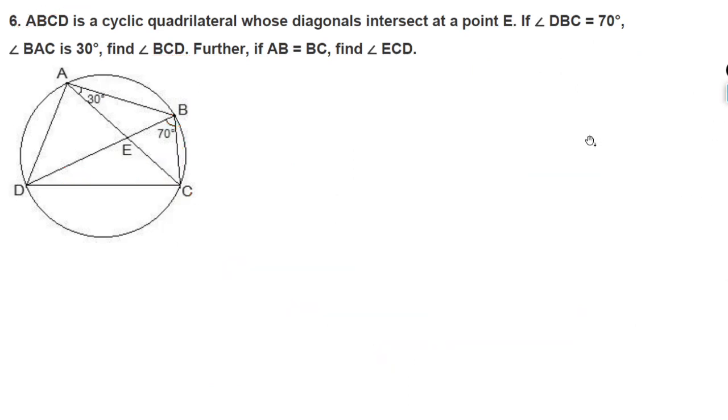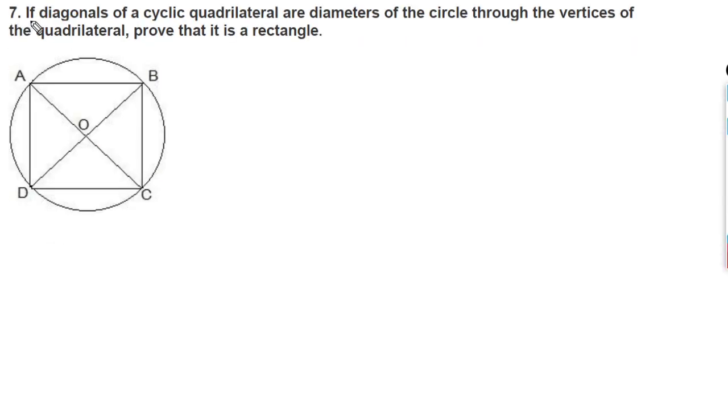Now we'll move to the next question. So now we'll discuss question number 7. If the diagonals of a cyclic quadrilateral are diameters of the circle through the vertices of the quadrilateral, prove that it is a rectangle. So what is given? Given to us is that ABCD is a cyclic quadrilateral and the diagonals AC and BD are diameters of the circle. We have to prove that ABCD is a rectangle. So let's start with AC. AC is a diameter.